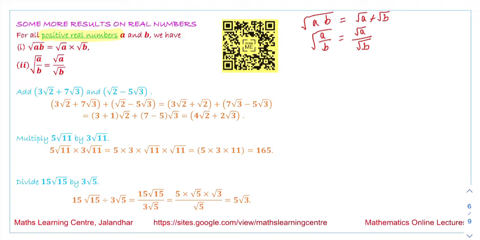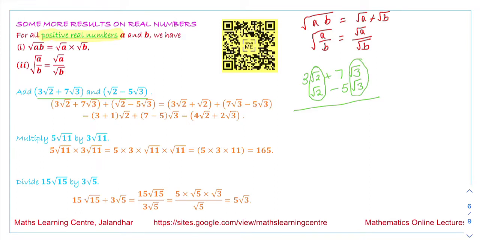Now next we see how we add, subtract, multiply and divide the real numbers. So the first question we have over here is, we have to add these two numbers. So what we are going to do is, it is 3 root 2 plus 7 root 3, and the second number is square root of 2 minus 5 square root of 3. So how we are going to add these numbers is, we look at these values over here. These are the same values over here.